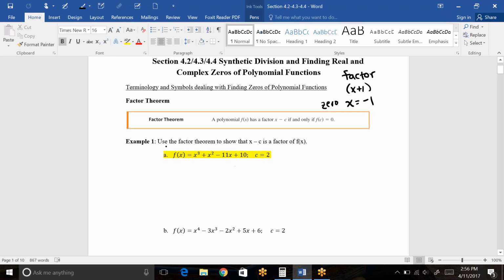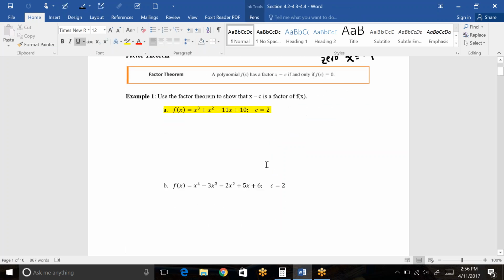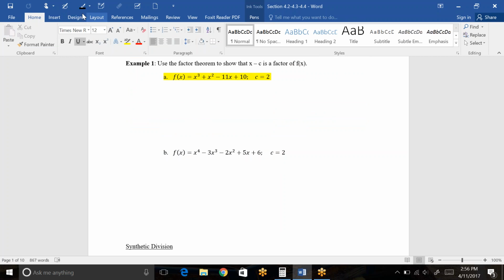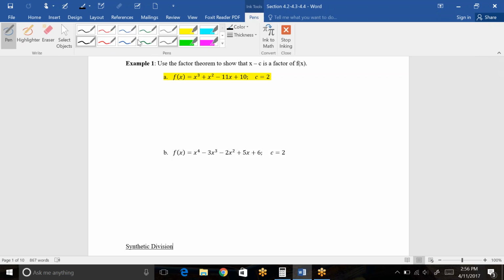So it says use the factor theorem to show that x minus c is a factor of f of x. A lot of students do these problems and they don't understand what they're actually proving. Essentially, you're just plugging in f with 2 inside, because we're going to do the b part. You're doing f of 2, f of c. So here's what really is going on though.